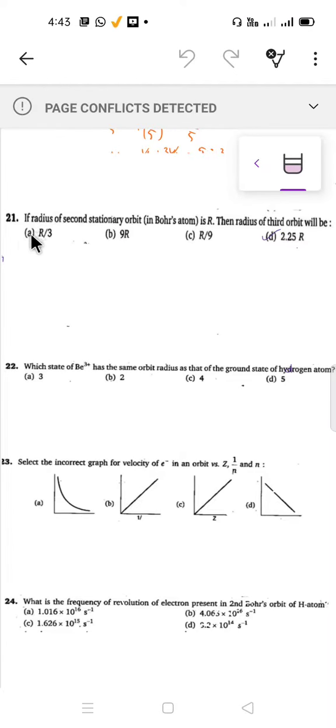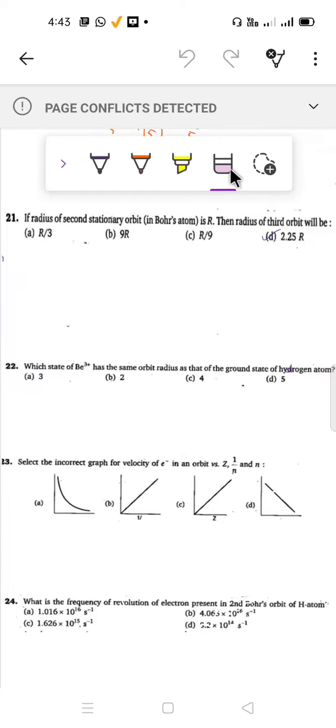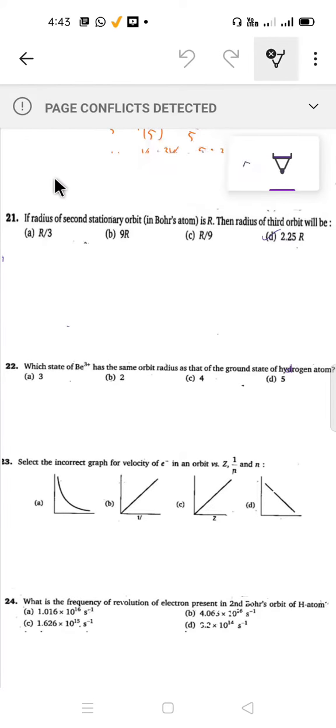Okay, let us start question number 21. The question is, if the radius of the second stationary orbit is R, then what will be the radius of the third orbit? Let us recall the formula for this one. We know Rn is equal to n square a naught.